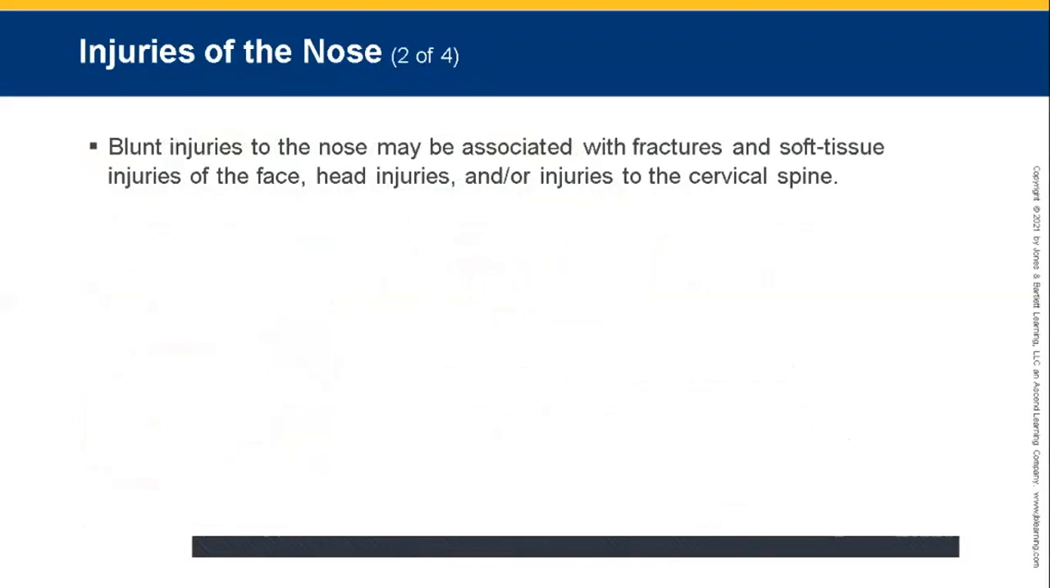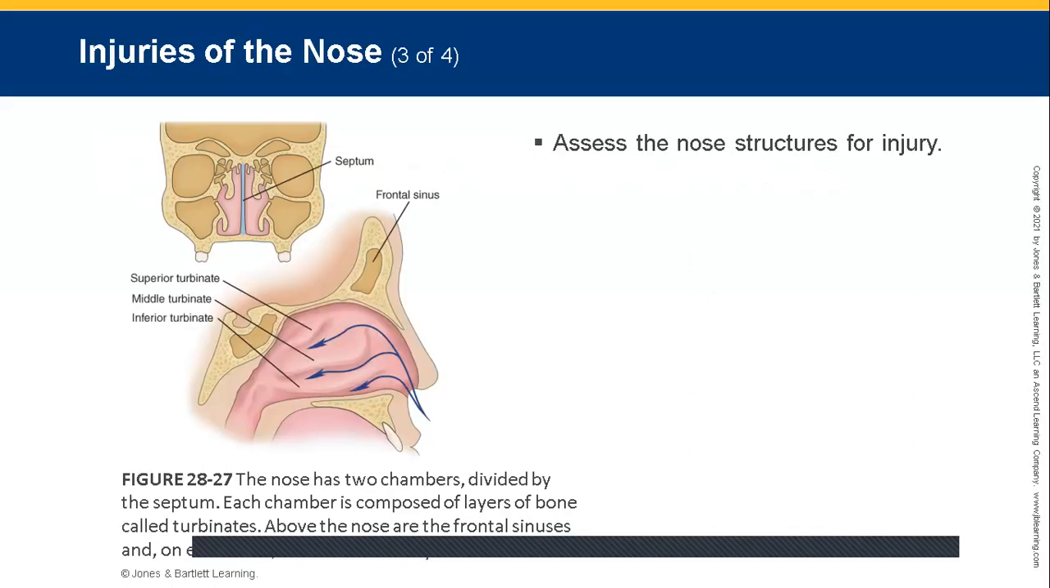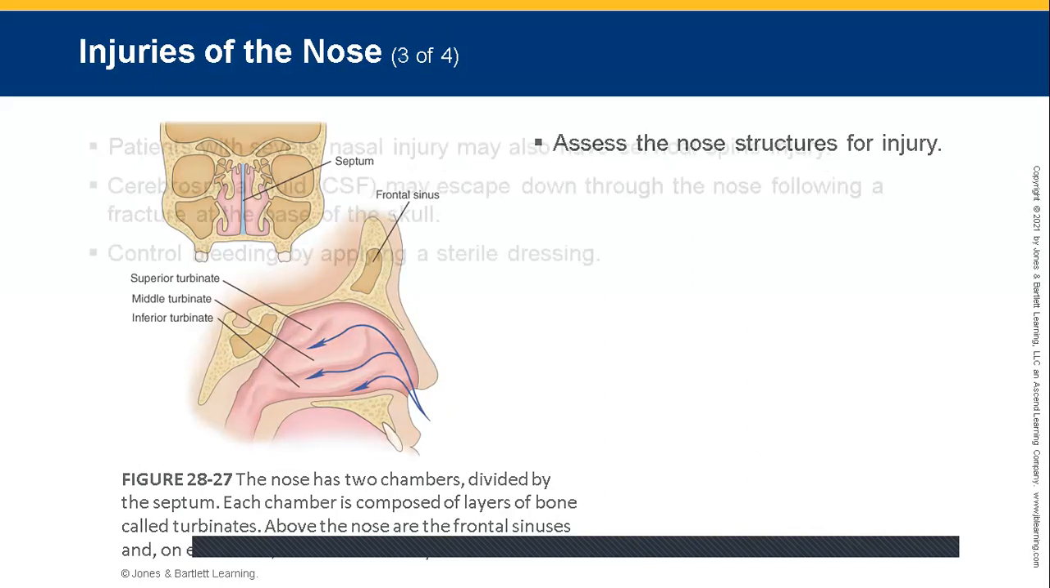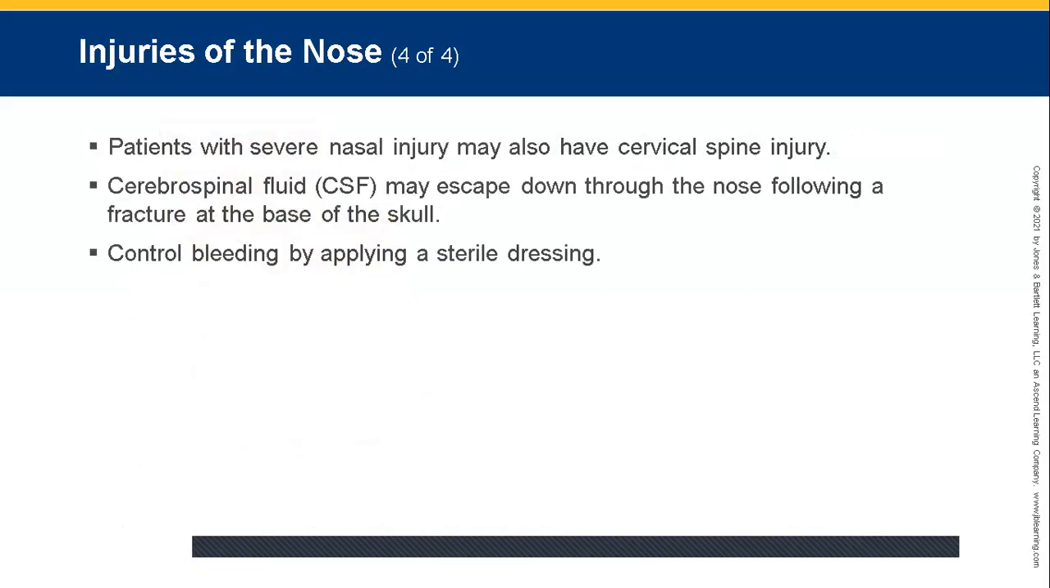Blunt injuries to the nose may be associated with fractures and soft tissue injuries of the face, head injuries, and or injuries to the cervical spine. Assess the nose structure for injury. Patients with severe nasal injury may also have cervical spine injury. Cerebrospinal fluid may escape down through the nose following a fracture at the base of the skull. Control bleeding by applying a sterile dressing.